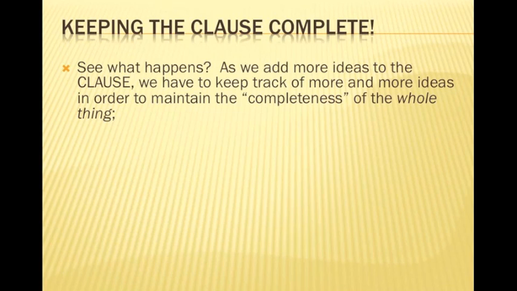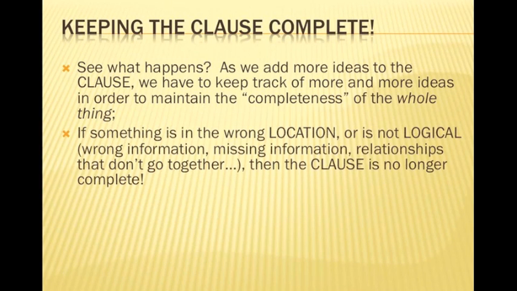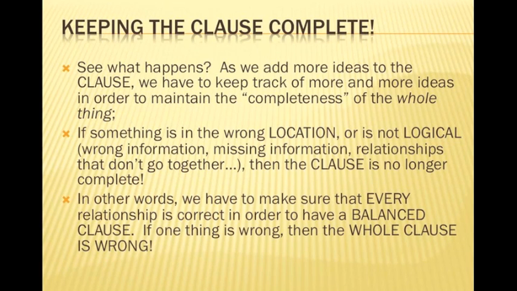So see what happens? As we add more ideas to the clause, we have to keep track of more and more ideas in order to maintain the completeness of the whole thing. So guess what? If something is in the wrong location, or is not logical, which means we have the wrong information or missing information or relationships that don't go together anymore, then the clause is no longer complete. In other words, we have to make sure that every relationship is correct in order to have a balanced clause. So guess what? If one thing is wrong, then the whole clause is wrong.